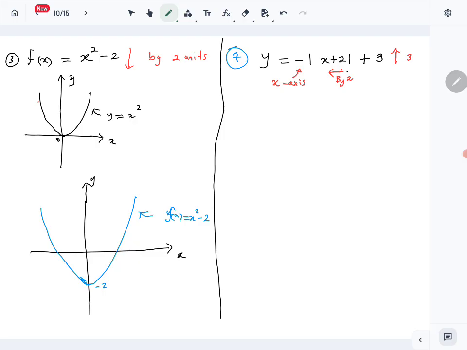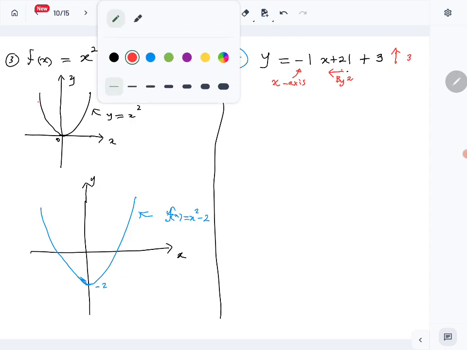So 3 transformations are here. So you have to apply them all, right? So normally remember, vertical shift you apply at the last step. All the other transformations apply before this step. Keep the vertical shift as the last step. Okay, right? So then let's do this.